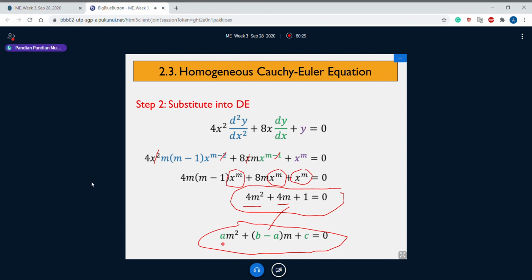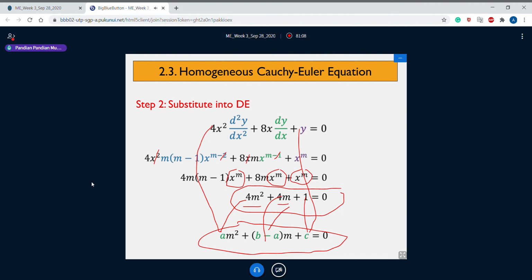So if you put A is 4, B is 8, and A is 4, so B minus A is 4. And your C is 1, from here. So you have 4m squared plus 4m plus 1 equals 0. This is your auxiliary equation.